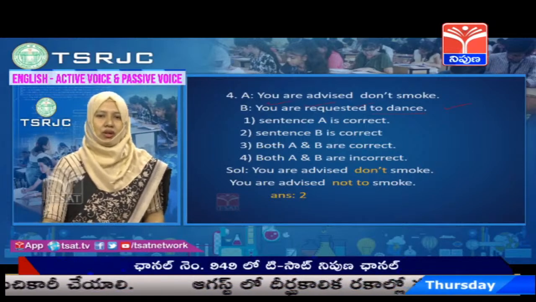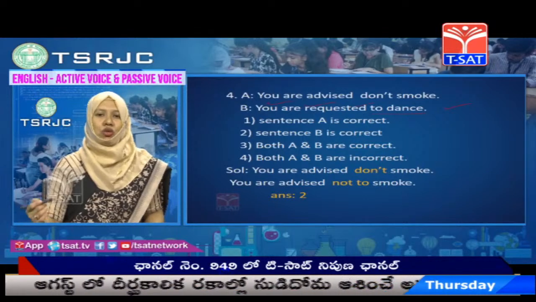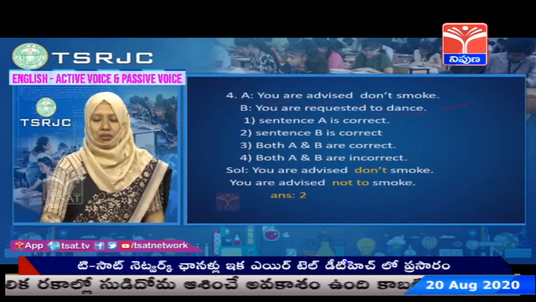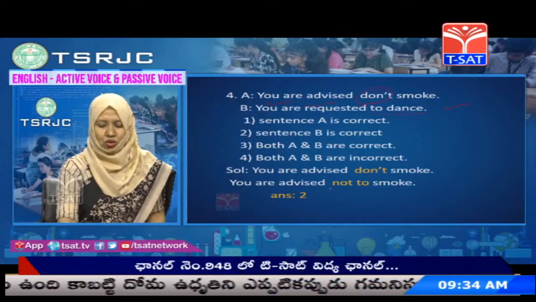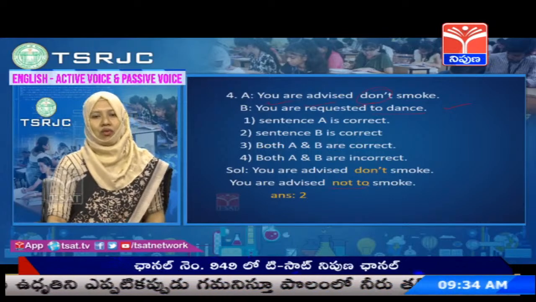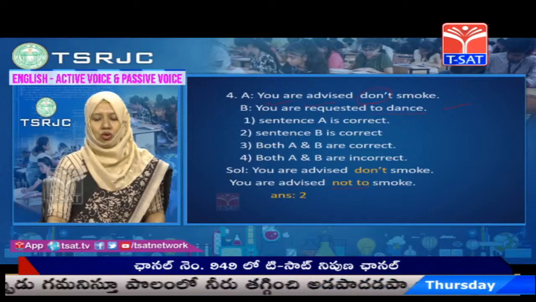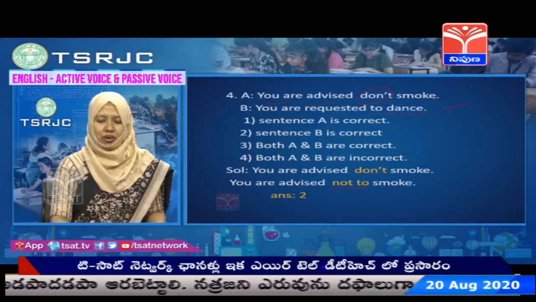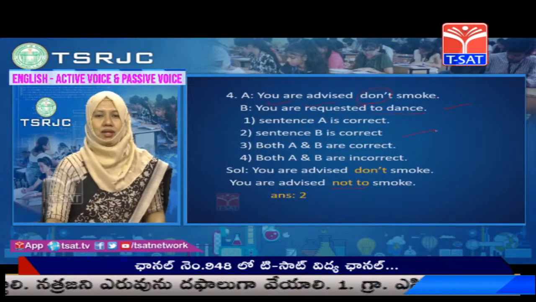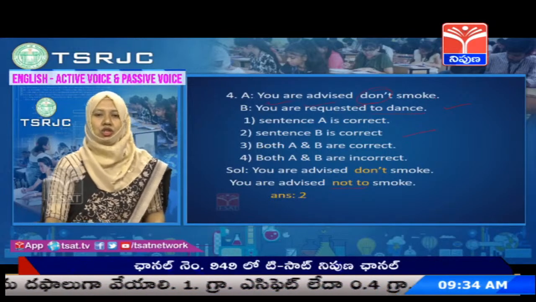Let us look at the first one. You are advised don't smoke. There is a mistake here. You don't say don't. You must use not to smoke. You are advised not to smoke. So statement A is wrong, statement B is correct. So the correct answer is 2.